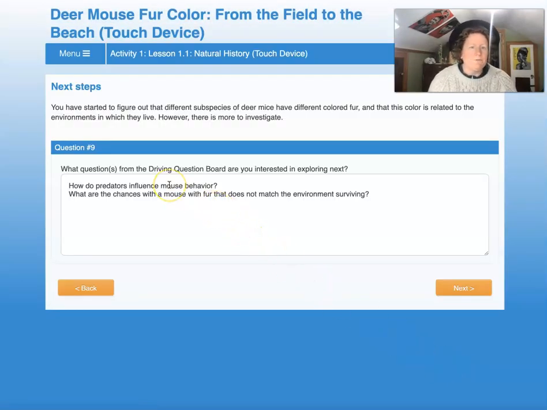What questions from the driving question board are you interested in exploring next? Some of the things we talked about in class are how do predators influence mouse behavior? And what are the chances that a mouse with fur that does not match the environment is going to survive?